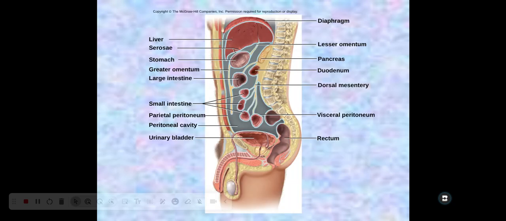Okay. Same thing with the abdominal organs. You have the peritoneum. Okay, so the parietal peritoneum is on the outside. The visceral peritoneum actually covers the organs. Okay, so the visceral peritoneum actually covers the organ itself.